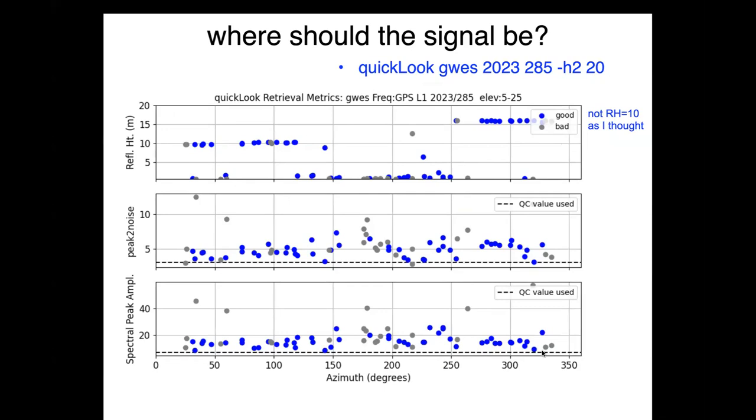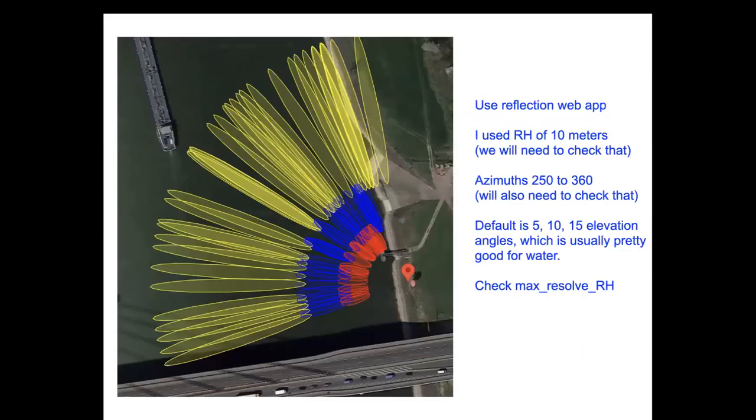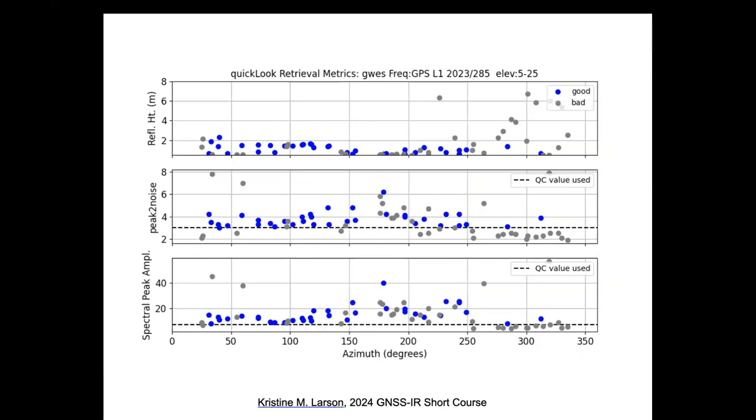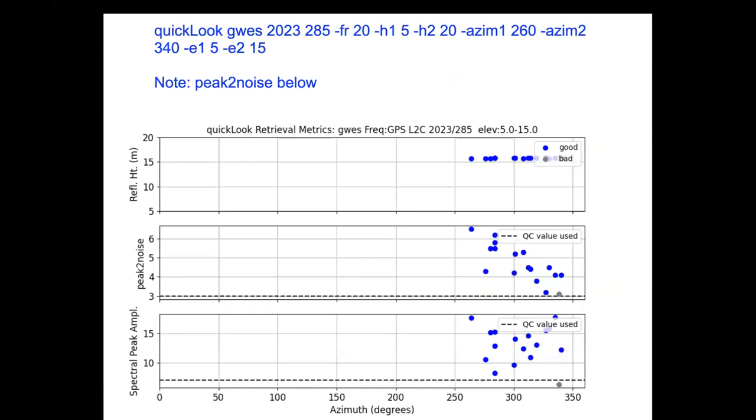These are the good reflections. I mean, these aren't bad reflections. They're just not water, right? 0 to 100, that's over here on the grass. So they're good reflections, but I don't want those reflections. I want these reflections. So it also means my original 10 meter guess was wrong. It's really, on this day, it was 15. And so you can further restrict the azimuths, and this will be the good region.